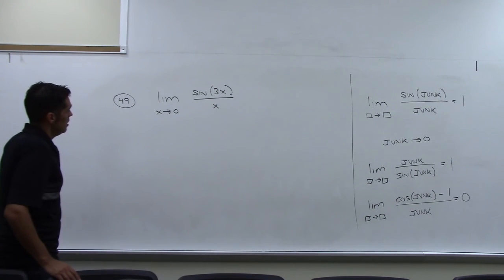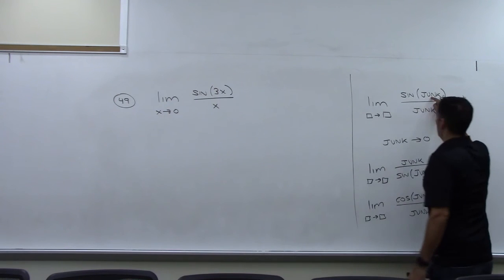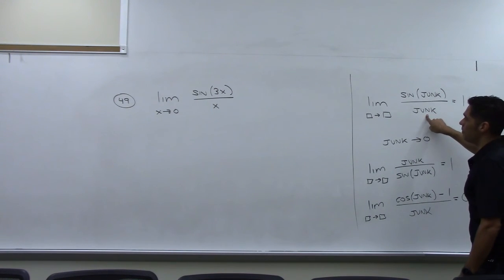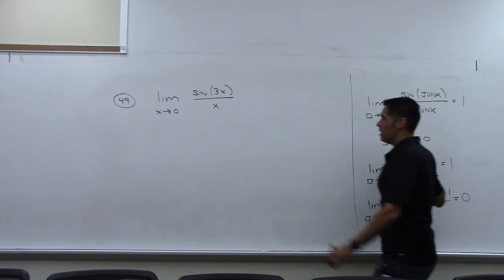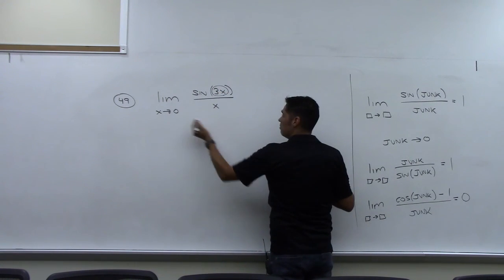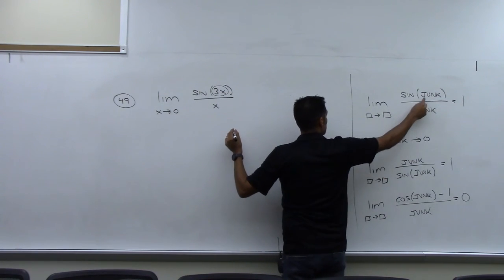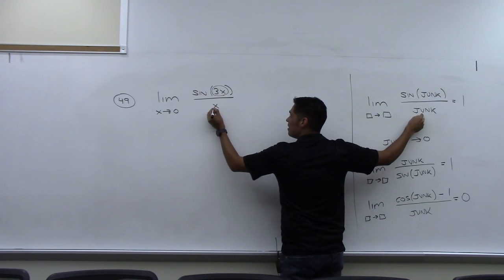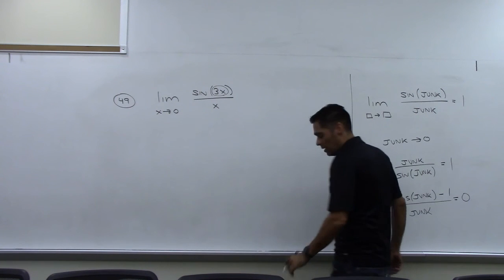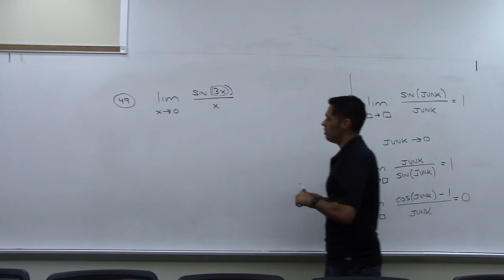Okay. Well, it kind of looks like this first one. We have sine of junk over junk. Is the stuff in here going to 0? Well, let x go to 0, 3 times 0 is 0. Yeah, that goes to 0. But we need this stuff to match with this. This needs to be a 3x, and it's not. So we're going to come in here with our magic pen, and we're going to introduce a 3.